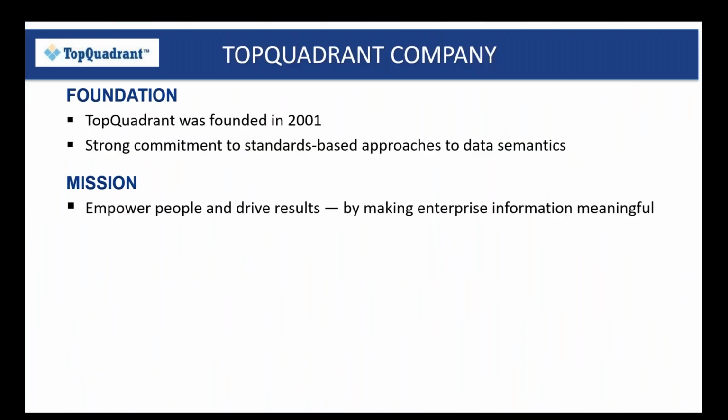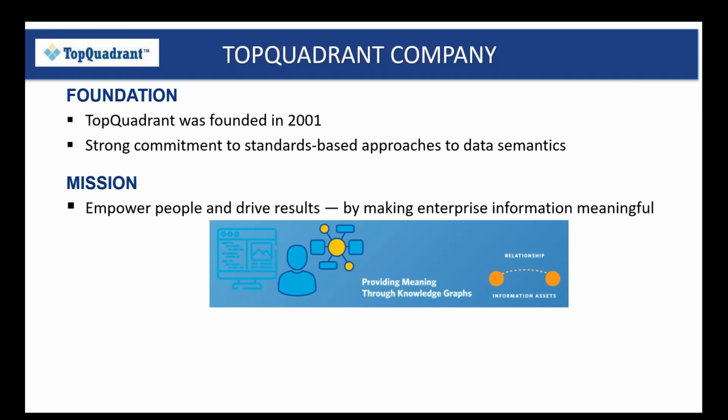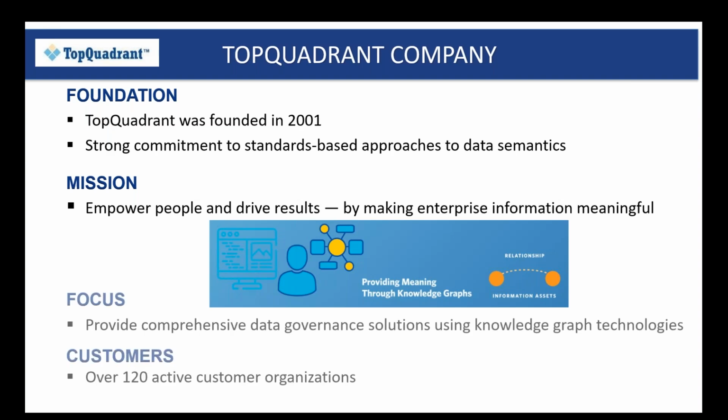Welcome, everyone. Thanks for joining us. For those who may not know us, Top Quadrant was founded in 2001, the same year that the vision of the semantic web was born. Ever since then, we've been engaged in applying that technology to create enterprise applications and to make enterprise information meaningful. The technology has been variously known, as many of you, I think, know, as semantic technology, semantic web, linked data. But more recently, it's become more widely known as knowledge graph technology. And since 2015, our focus has been entirely on providing comprehensive data governance solutions based on knowledge graphs.